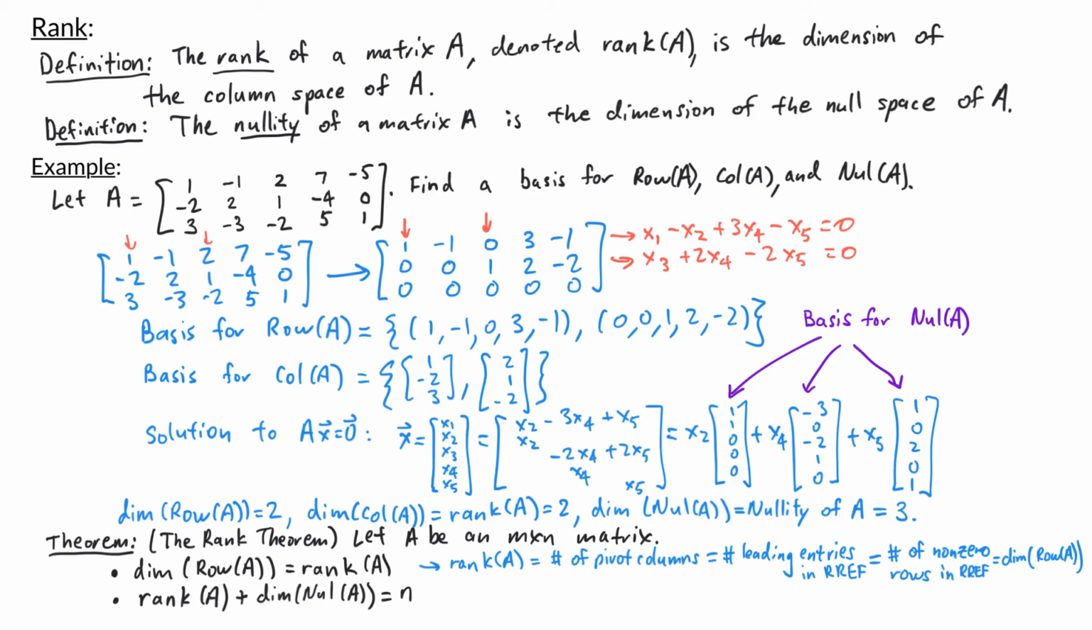For the second statement, we know that the rank of A is the number of pivot columns. And then the dimension of the null space of A, that's the number of free variables you have, or the number of non-pivot columns. Therefore, the sum of the number of pivot columns and the number of non-pivot columns should equal your total number of columns, which is n.